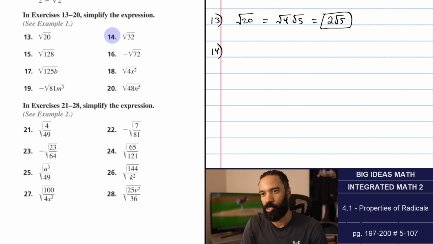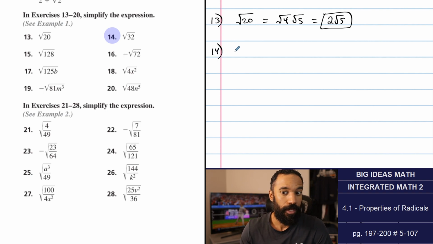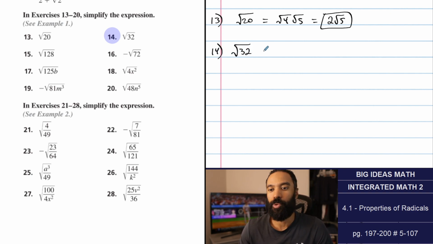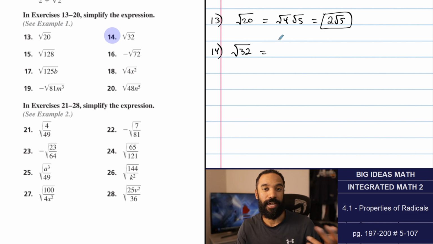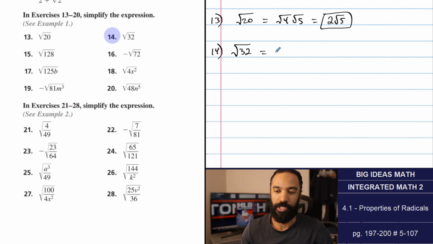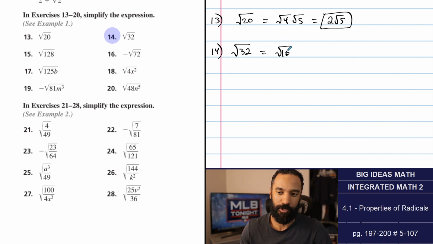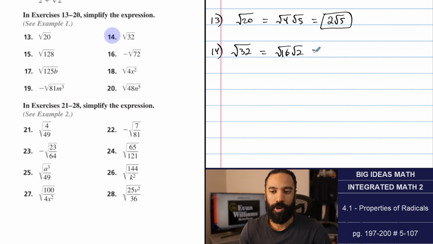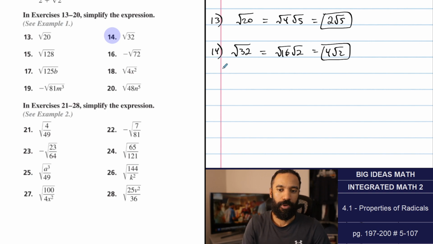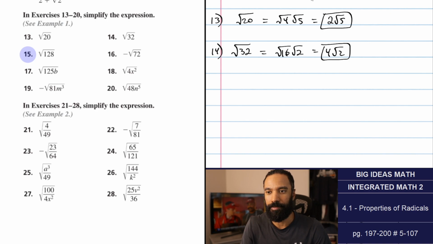I wonder if they're going to trick us if something's not reducible, but I'll tell you if they do. Square root of 32. 4 can factor out, but a bigger one can, which is 16. Square root of 16 times square root of 2. We take the square root of 16, which is 4. And we get 4 root 2. Equivalent to square root of 32. Number 15, square root of 128.